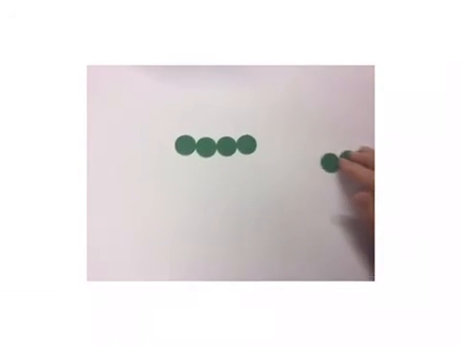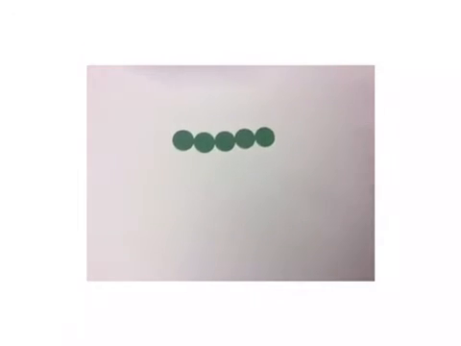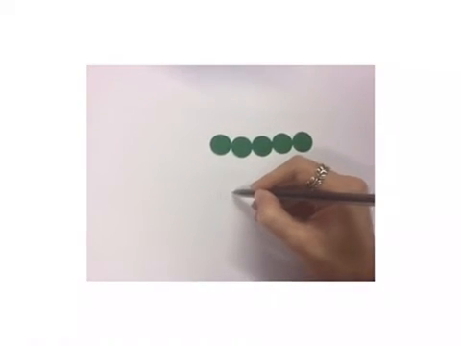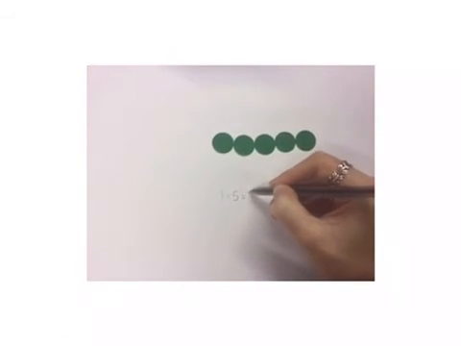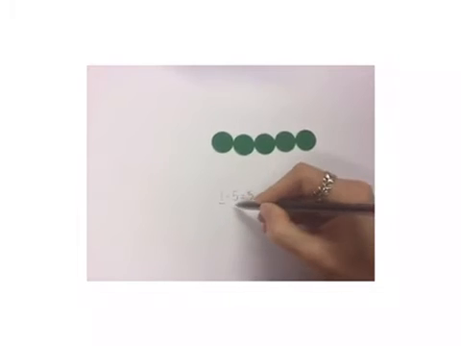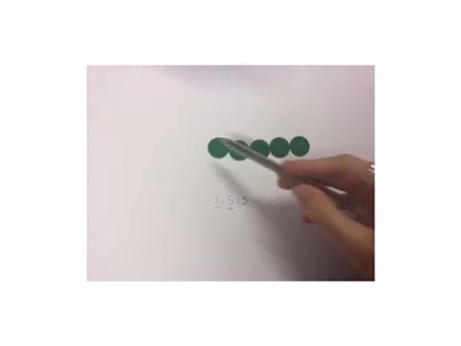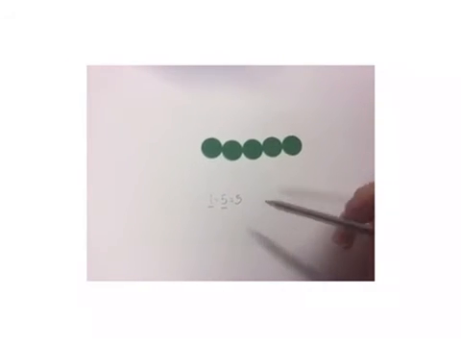So if we go back to 5, 5 is a prime number because I can do 1 times 5, which is 5. So 1 and 5 are factors of 5. That's the only way I can make a square or a rectangle with 5 counters.